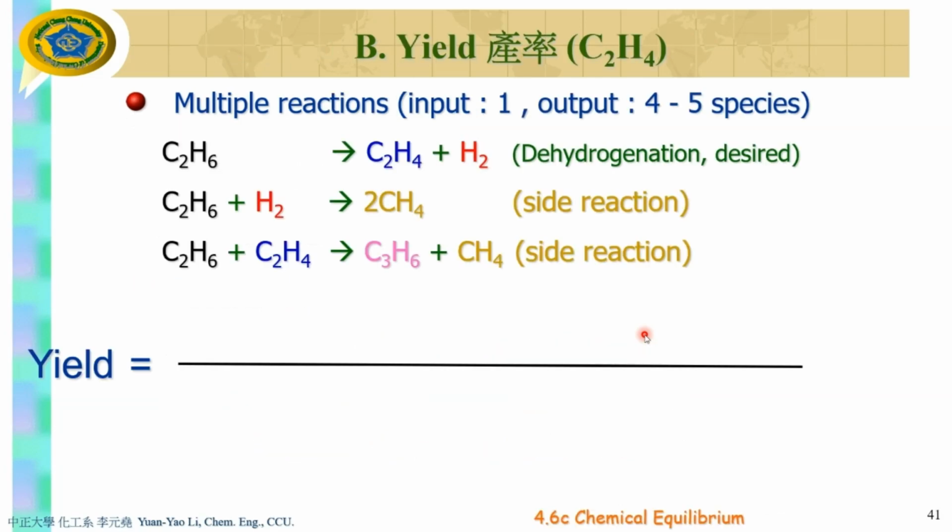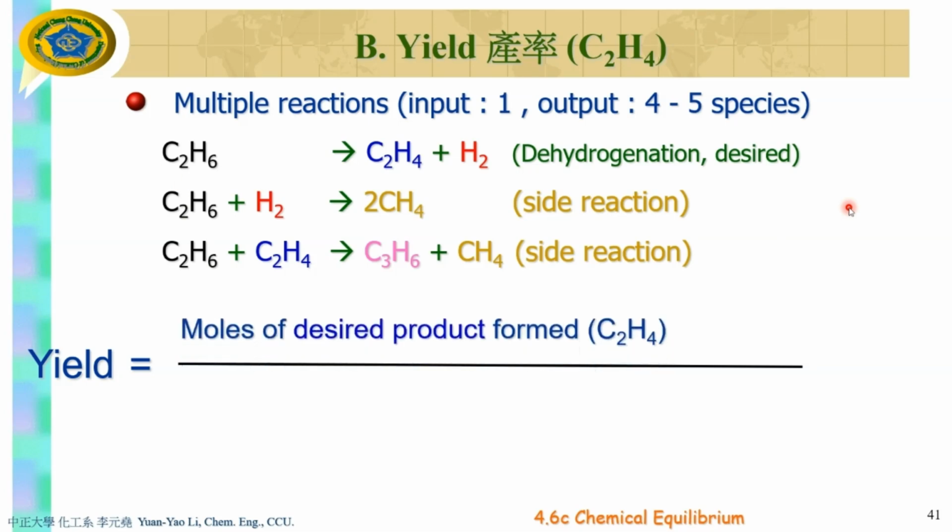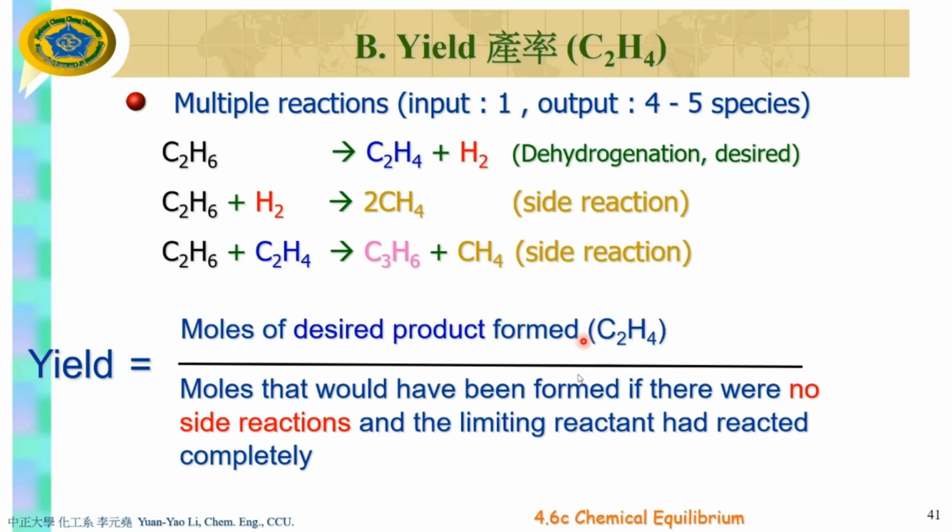So what's the definition of the yield? These are the 3 chemical reactions we just introduced in the previous slide. The definition of the yield is the moles of the desired product formed. This is what we want, right? Divided by the moles that would have been formed if there were no side reactions and the limiting reactant had reacted completely.